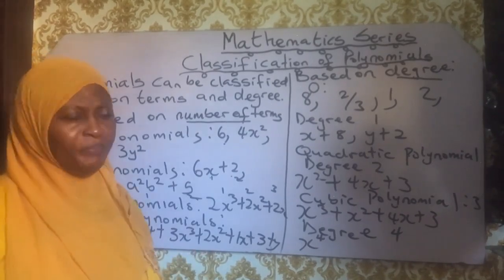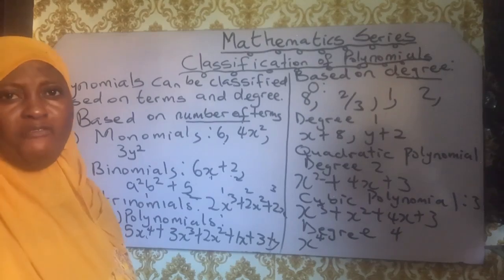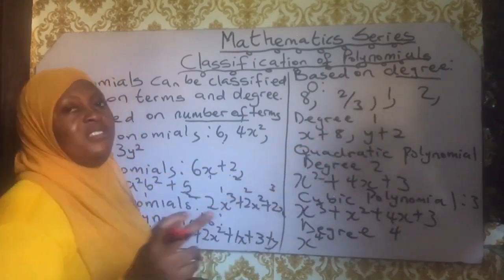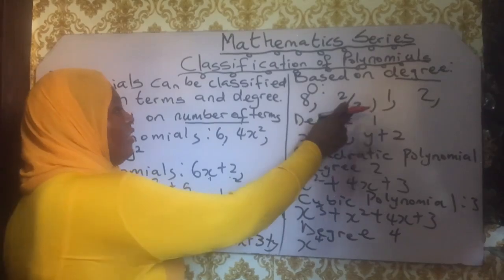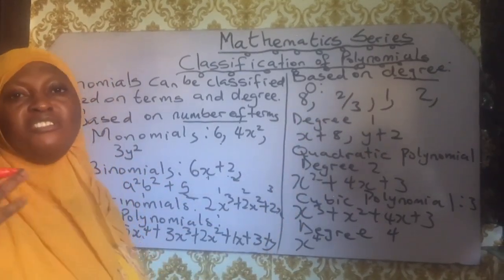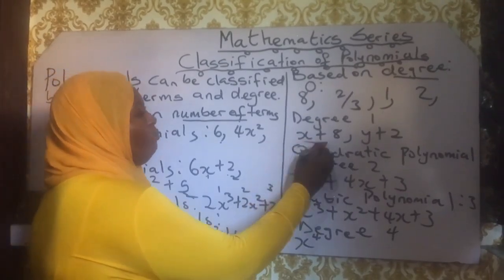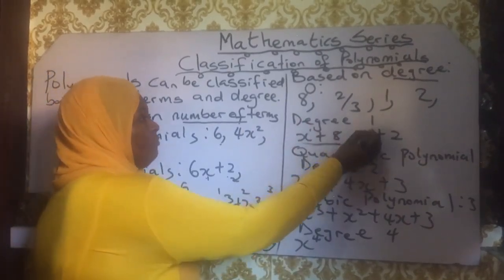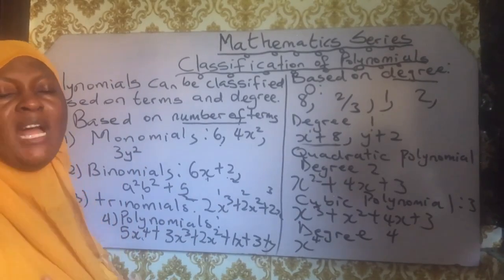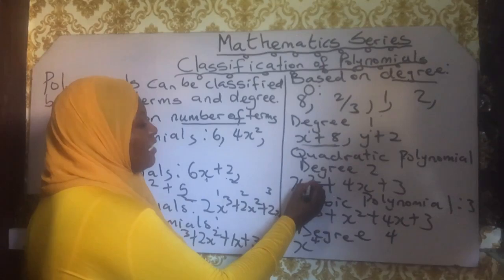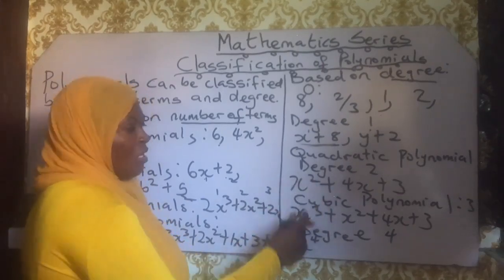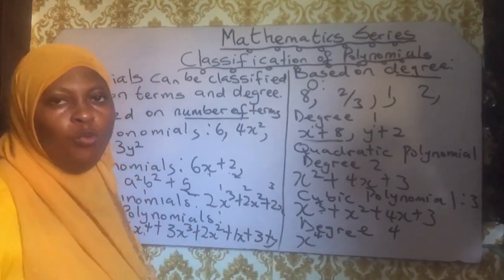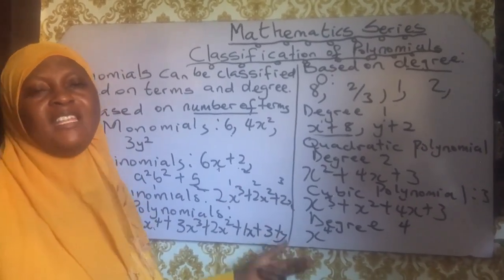They are based on degree, that is the highest power of the variable, where we have the degree of 0, where you have constants as an example of the degree of 0. For example, 8, 2 over 3, 1, and 2. Then you have the degree of 1, where you have the linear polynomials, where the highest power of the variable is 1. You have degree of 2, where you have the quadratic polynomial, where the highest power of the variable is 2. You also have cubic polynomial, where the highest power is 3. You can also have 4, where the highest power is 4, 5, 6, 7, 8, and so on and so forth.